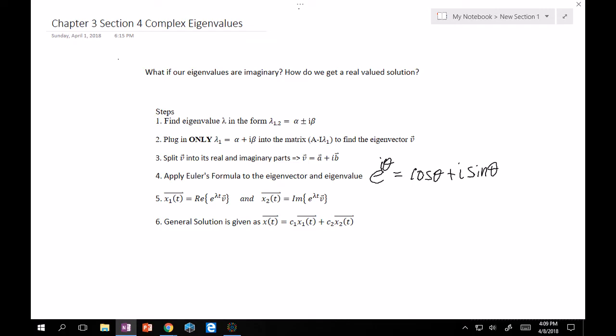Then define these new vectors. x1 is equal to the real part of e to the lambda t times v, which is what we've been doing, right? Except we don't take real parts, we just multiply the eigenvector onto the exponential of the eigenvalue, and then stick on some arbitrary coefficients. And then the same thing for x2, just define it to be the imaginary part of that same e to the lambda t times v. And then finally, your general solution is just c1 x1 plus c2 x2, the linear combination of those two from step 5.